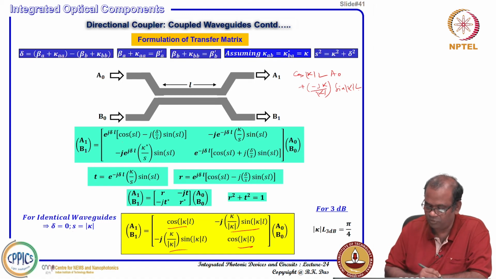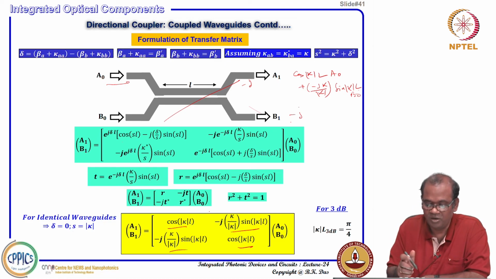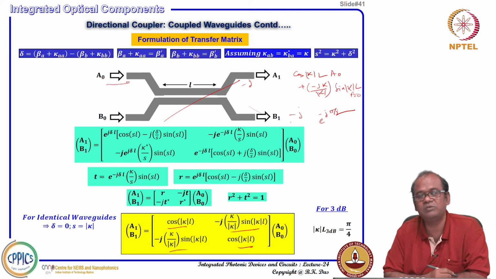So, one thing you should remember: suppose kappa is real. This is for B naught, right. Anything you launch here and whatever you get here, you have a minus j, and whenever it goes from this to this, you also have an additional minus j. That is coming from the physics of the directional coupler. When it is cross coupling, you will have this minus j, meaning e to the power minus j pi by 2 phase shift; a pi by 2 phase shift will always be there.